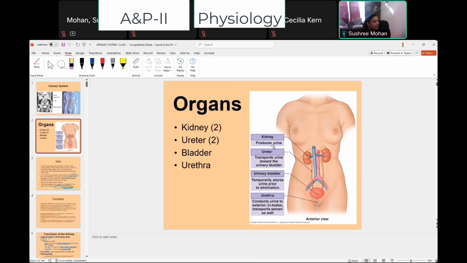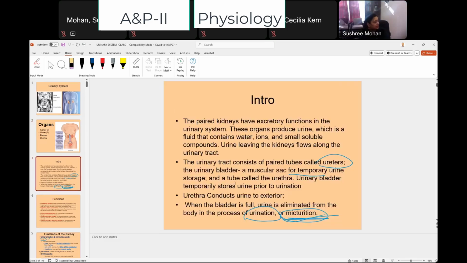So kidneys produce urine, and the ureters, as I showed you, these two tubes, transport the urine towards the bladder. The bladder will store the urine temporarily, and then it will eliminate it through the urethra. In males, as you will read in the reproductive system, the urethra also helps to get rid of the semen. So, introduction: the paired kidneys have an excretory function. They produce urine, a fluid that contains water, ions, and soluble compounds, and it flows through the ureters.